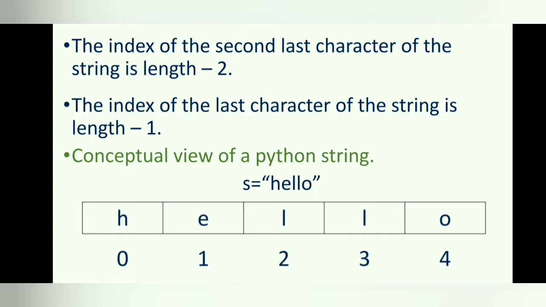We can access a specific character in the string by specifying its index within square brackets with the string name. S of 0 refers to the first character, that is H. S of 1 refers to the second character, that is E. S of 2 refers to the third character, that is L. S of 3 refers to the fourth character, that is L. S of 4 refers to the fifth character, that is O.